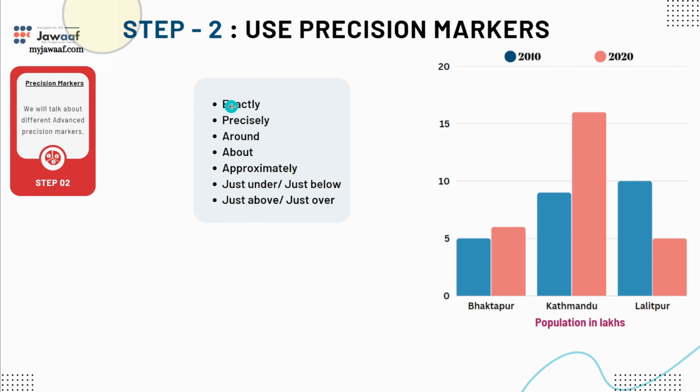Let's summarize about precision markers. Here we have exactly, precisely. So see, if you see any data exactly, for example, it's exactly 5 lakhs. Here in Lalitpur, you can see in 2020, it comprised exactly 5 lakhs, right? So in this case, you can use the word exactly or precisely. But if it is not exactly or precisely, then you can use words like around, about, approximately. Make sure that you use the correct spelling. Just under or just below, it has the same meaning. Just above or just over, it has the same meaning.